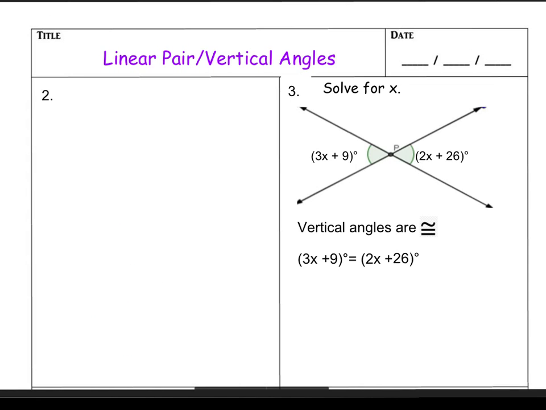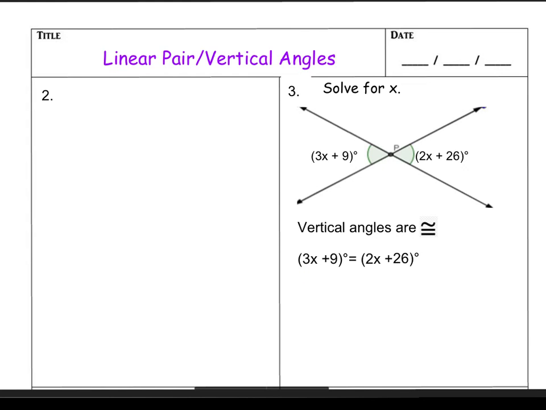My third example is also on vertical angles. My vertical angles are notated here. So these are my two expressions that represent my two vertical angles. Vertical angles are congruent, meaning that the measures are equal to each other. They have the same size and measure. So let's go ahead and set up the equation. Well, I have it set up here already.